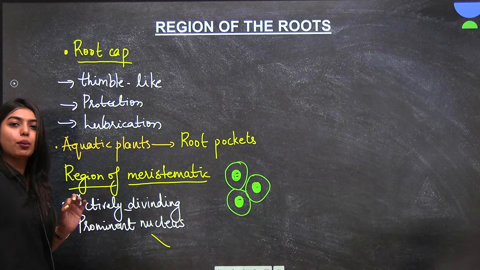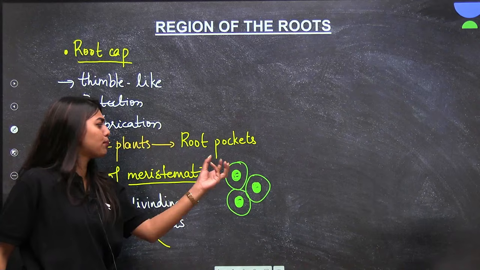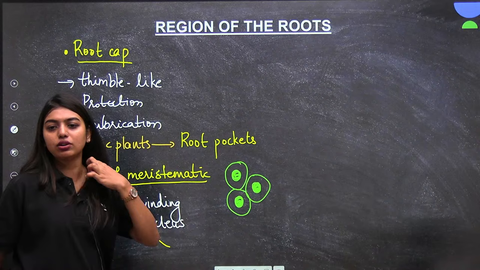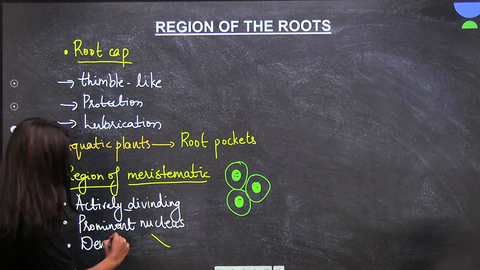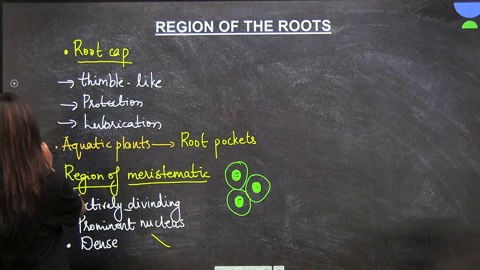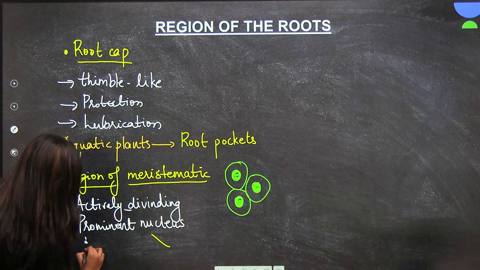Now, what did I say? They do not have intercellular spaces. These are some points about these cells. Yes, small, thin, dense protoplasm. Very good. They are small and have dense cytoplasm. So, they are actively dividing cells. They have a prominent nucleus. They have no intercellular space.